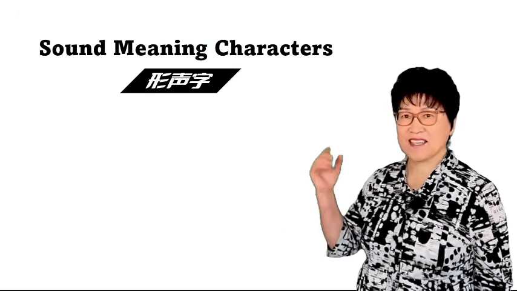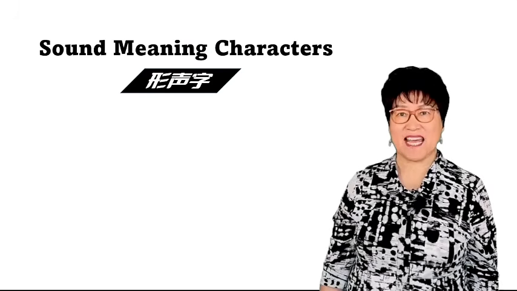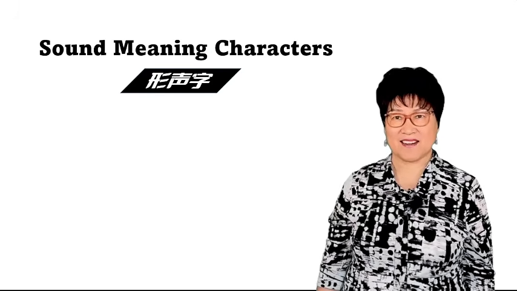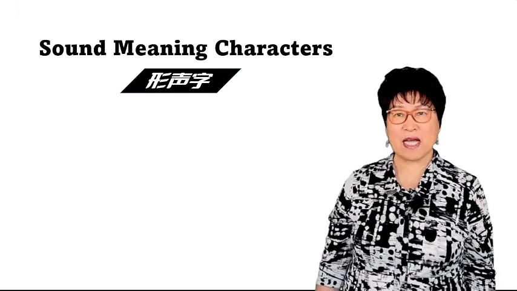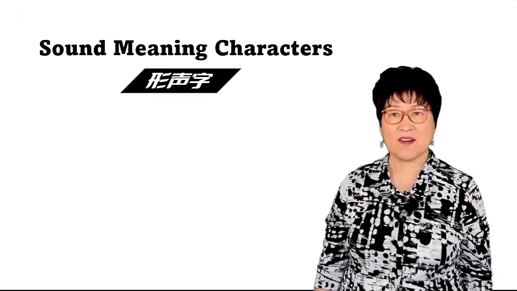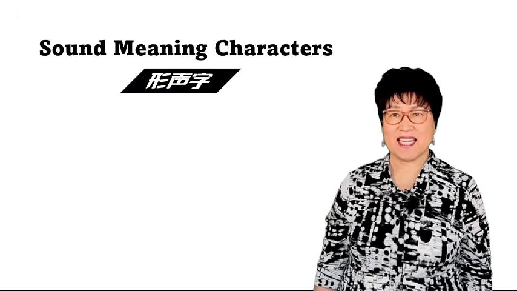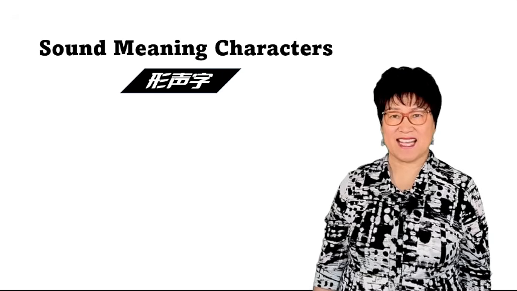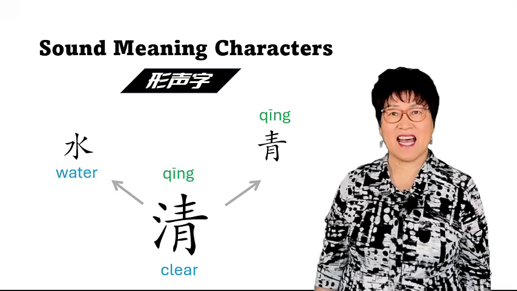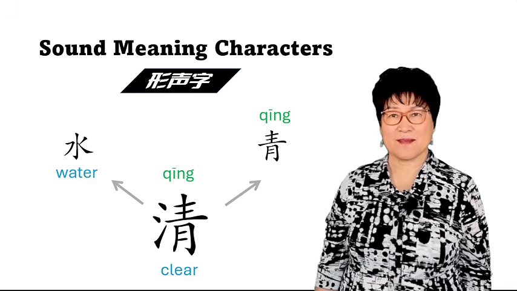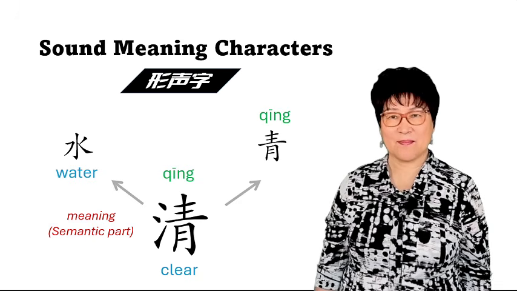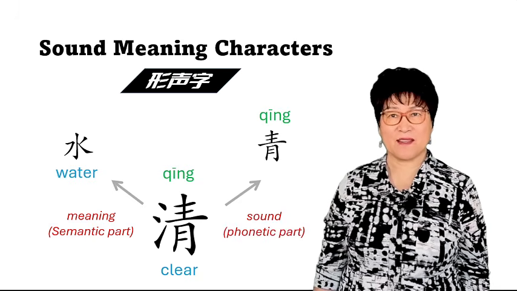The third type of characters is the sound-meaning characters, also called the semantic-phonetic characters. Compared with the meaning-combined characters, this type is far more common and makes up 70 to 80% of all Chinese characters. A sound-meaning character has 2 parts: a semantic part, which hints at the meaning, and a phonetic part, which hints at the pronunciation.